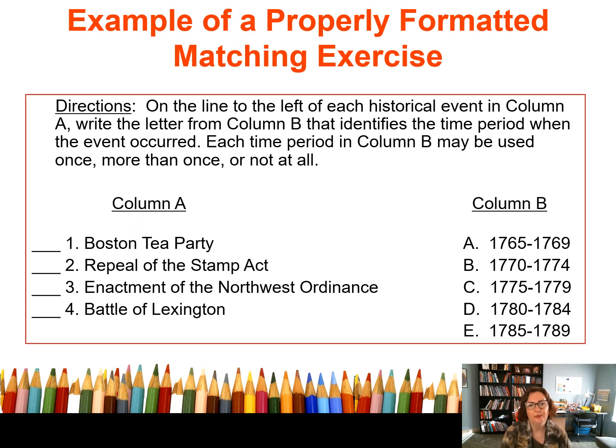So this is an example of a properly formatted matching exercise. Listen to the directions. "On the line to the left of each historical event in column A, write the letter from column B that identifies the time period when the event occurred. Each time period from column B may be used once, more than once, or not at all." By including the option to use the responses once, more than once, or not at all, you're also decreasing the likelihood of guessing.